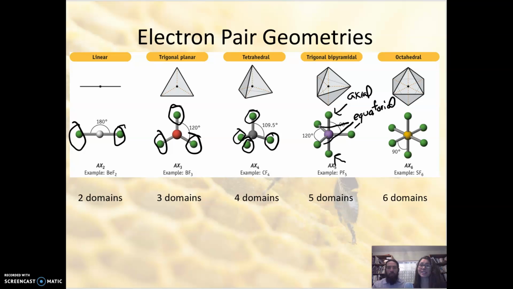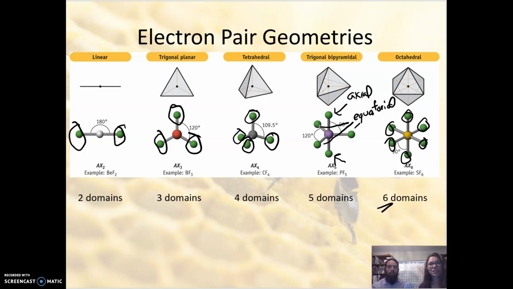And then octahedral is our final shape that we need you to learn. We have 6 domains, or 6 electron pairs, that are getting as far apart as possible. So we have a square in a plane with 4 of them around, kind of like the equator. We don't call them the equatorial positions because they're all the same, but we have 4 in the middle, and then 1 going up and 1 going down, and they're all equidistant. They're all 90 degrees from each other.